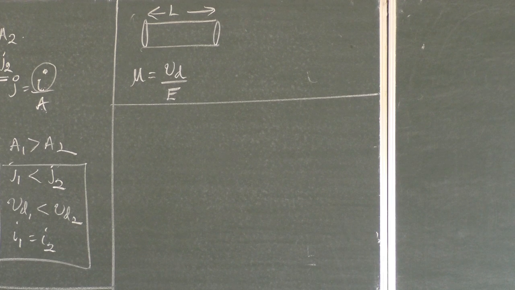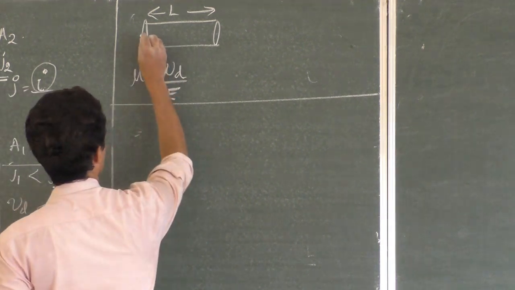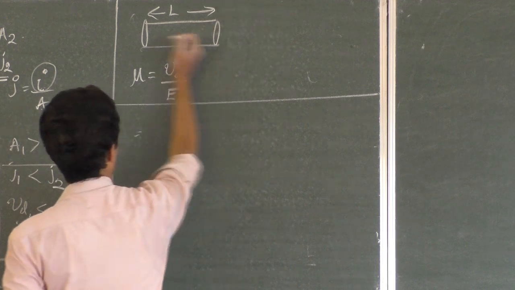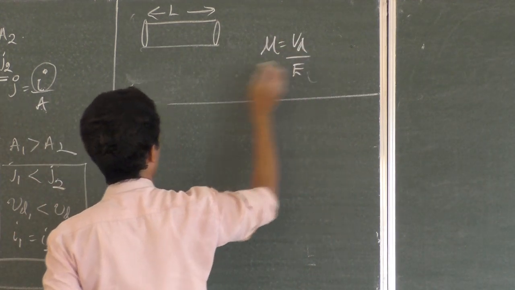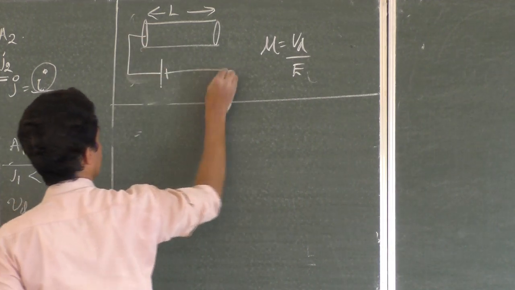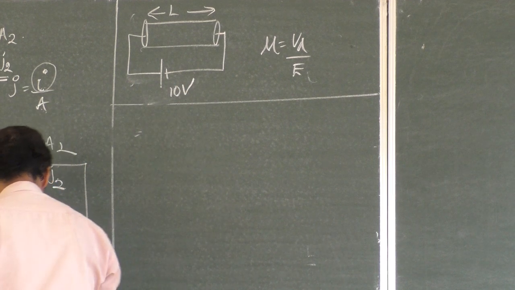Now the data, I will list the data, you need not go back to the problem. Potential difference applied across the conductor is given, V. I will write the formula here. Mobility is drift velocity acquired per unit electric field. So the potential difference applied is given to be 10 volt.